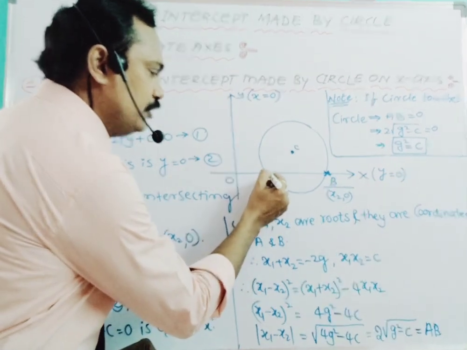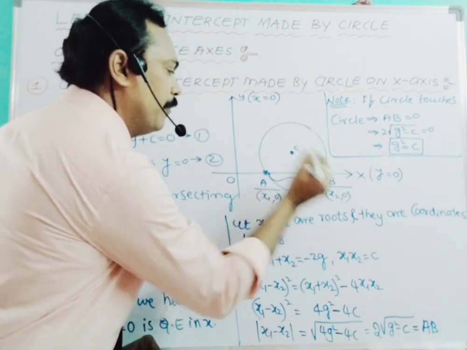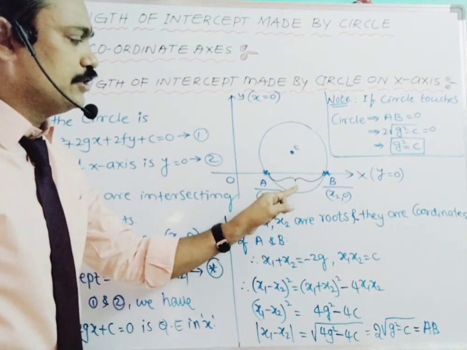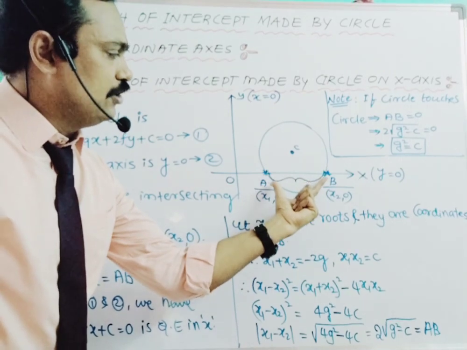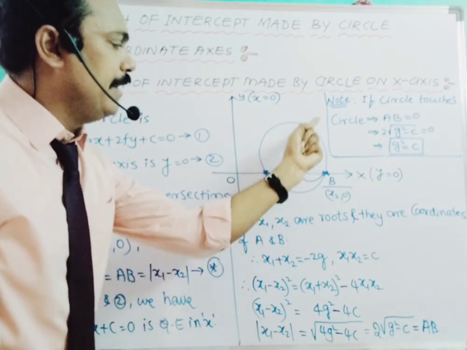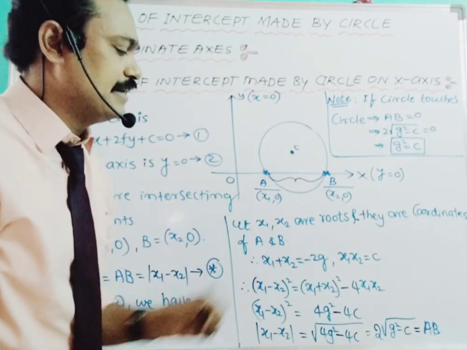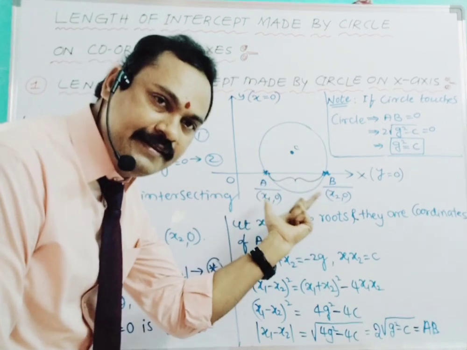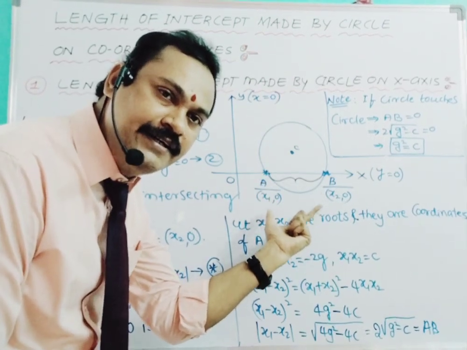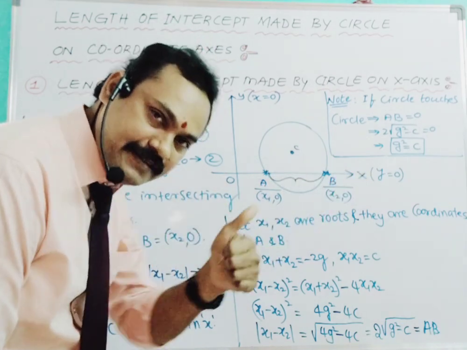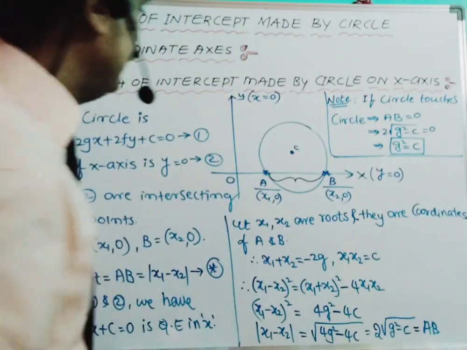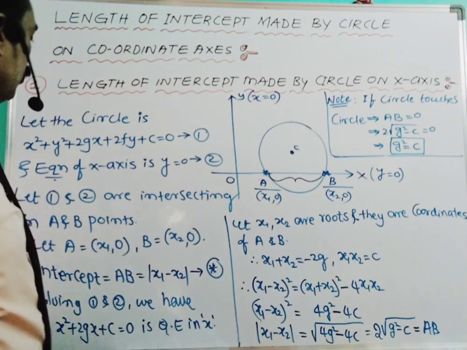This length you are going to find, right? This circle has made some length on the x-axis. This length is called the length of the intercept made by the circle on the x-axis. Is it clear? Okay. Let me go through the proof.